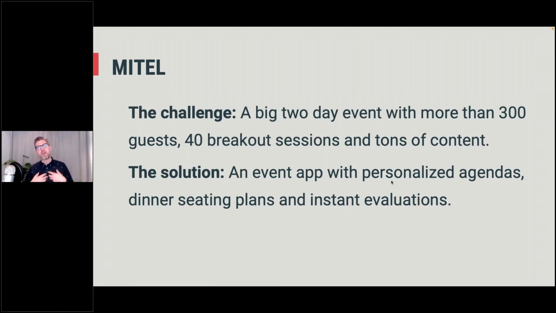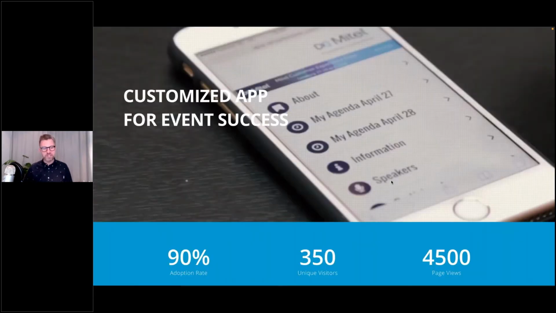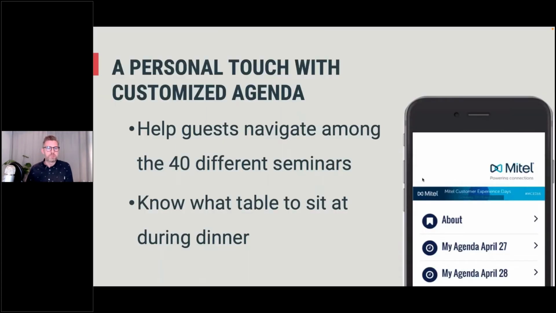So depending on what the event participant had signed up for prior to the event, the app would contain personalized agendas that covered all of these different aspects. It was quite successful. More than 90% of the event participants used the app throughout the event. And the event had more than 350 unique users during the event. And as you can see, more than 4,500 page views, so different pages viewed in the app across these 350 users. So quite an amazing adoption there.